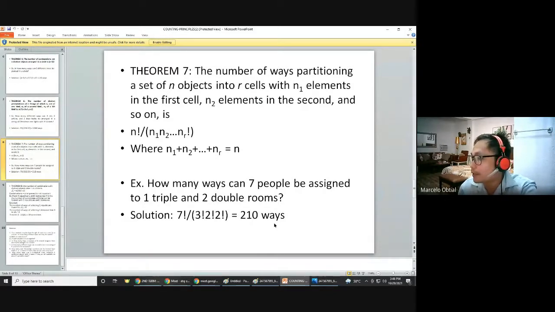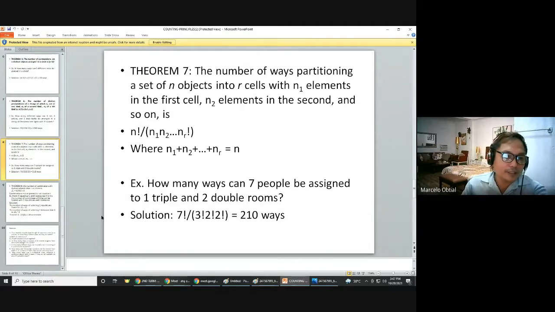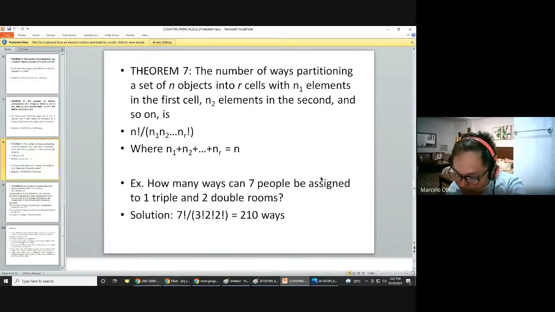Tama ba? O nag-error siya? Wait lang po, nag-error? Tama po, sir. 200. Okay. Very good. Di siya nag-error. Okay, yung last natin, very okay na, Dian. Okay na ikaw, Joseph?